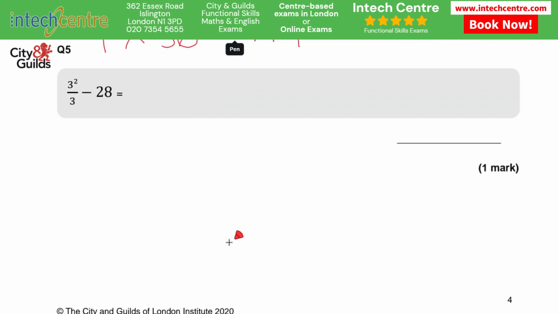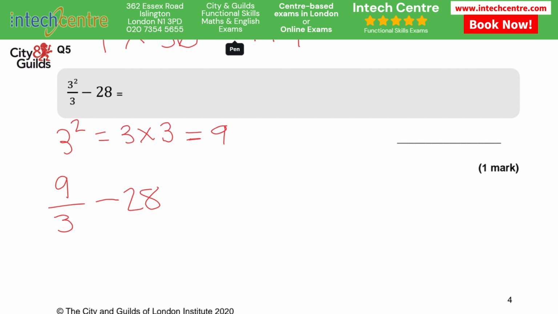For question 5, we have 3 squared over 3 minus 28. So 3 squared is equivalent to 3 times 3, which is equal to 9. So we have 9 divided by 3 minus 28. 9 divided by 3 is equal to 3. So our equation now is 3 minus 28, which is equal to negative 25. So our answer here would be minus 25.